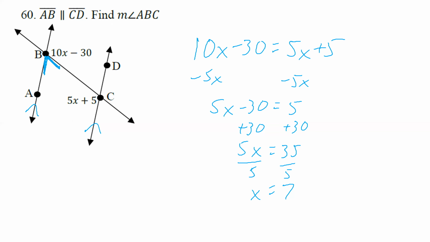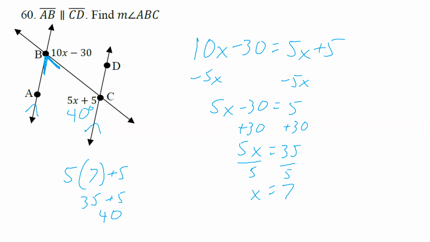I'm going to plug into the one that looks easier. So this one is 5x plus 5. I'm going to plug into that one. 5 times 7 plus 5. 5 times 7 is 35, plus 5 is 40. So this angle is 40.